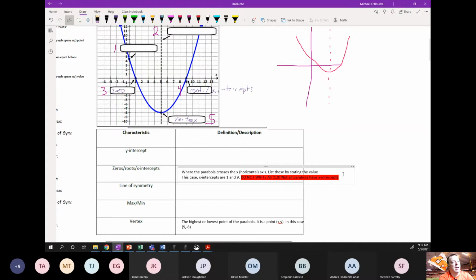Not all parabolas have x-intercepts. Okay, some will, some will not. Take that away. Like I could have something that looks like this. If I had a parabola that looked like this, that one never crosses the x-axis. Or I could have a parabola that looks like that. That never crosses. Okay, so it's okay if it doesn't. Okay, who else has a spot for me here?